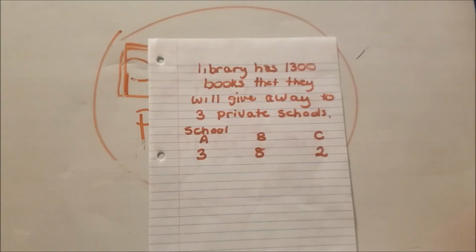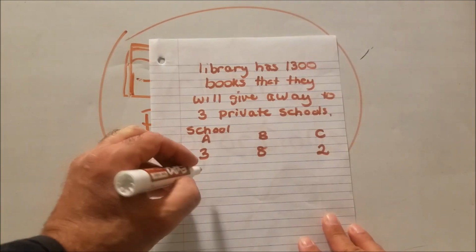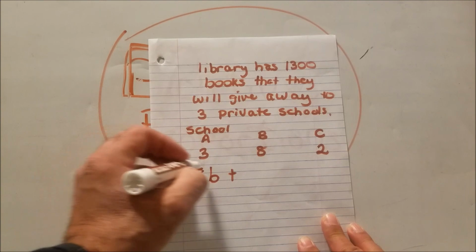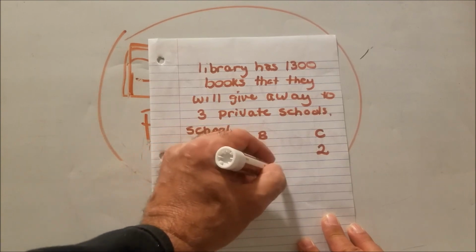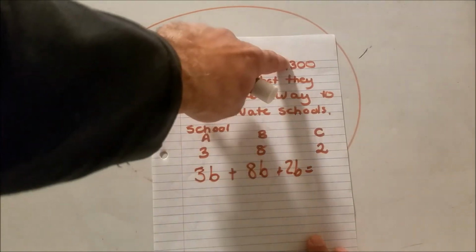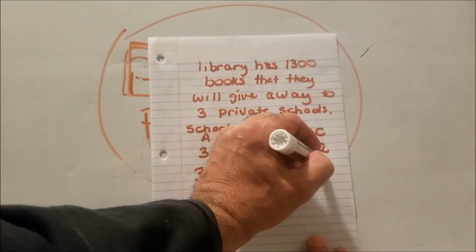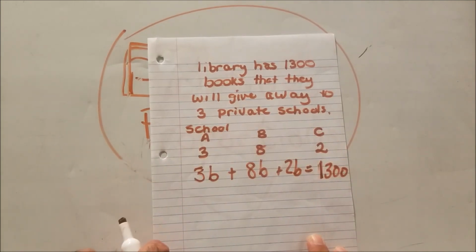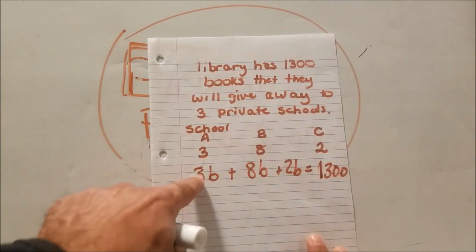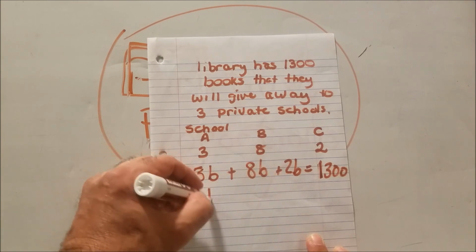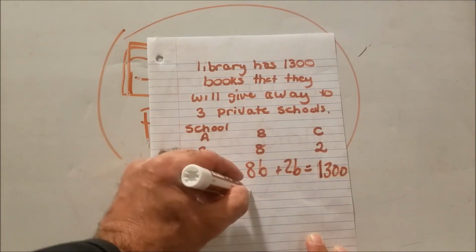There we go. All right, so again, we're going to use X or B. Let's use B, why not? 3B plus 8B plus 2B, and they all have to equal 1,300. Doesn't matter the variable, right? And we just add all, again, we have like terms here, so we have 8, 2, and 3, and we have 13B, added them up, and they equal 1,300.